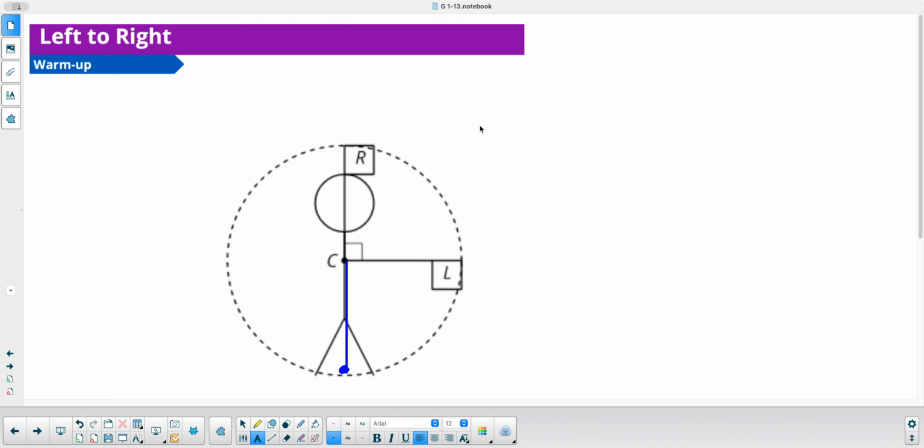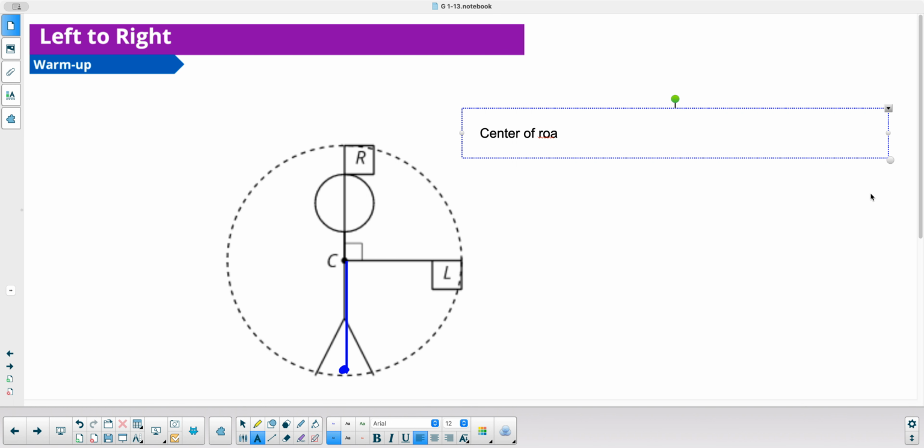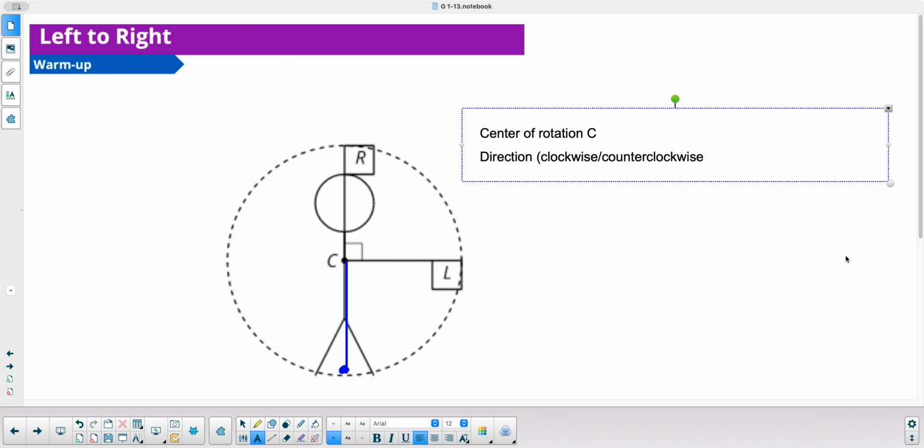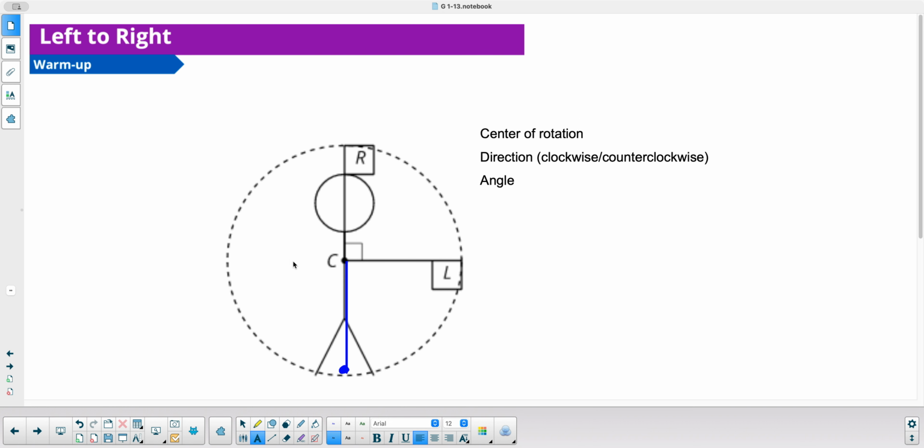So I'm going to write this down here. So those are the three things you need for a rotation. You need a center of rotation, a direction, and an angle. So in this case, it's C, but in some other picture, it might not be C.